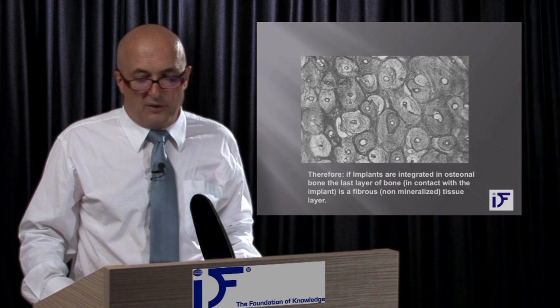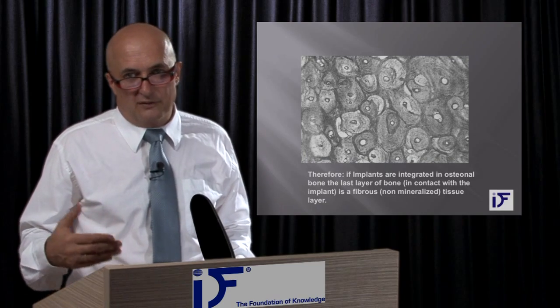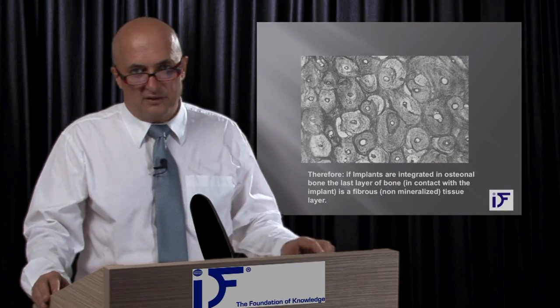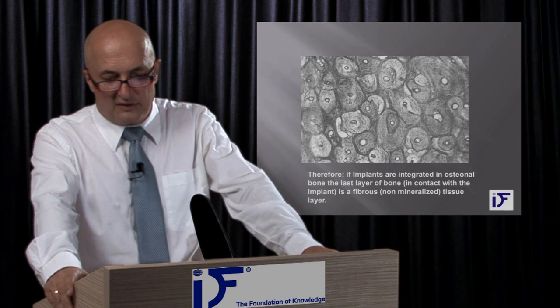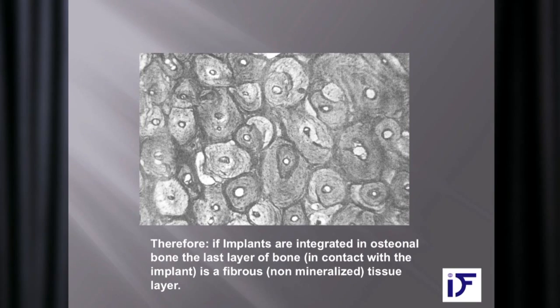But in fact, what was discussed is, do we have an integration into osteonal bone, or do we have an integration into woven bone? Because in woven bone, we do not necessarily see this last layer of fibrous tissue. So it doesn't matter in which way the implant is integrated. If we have a secondary integration by osteonal bone, we will see this last layer, this black soft tissue layer in the vicinity of the implant, and we see the bone, the mineralized matrix next to it. If we have integration into woven bone, of course, this last layer is missing.